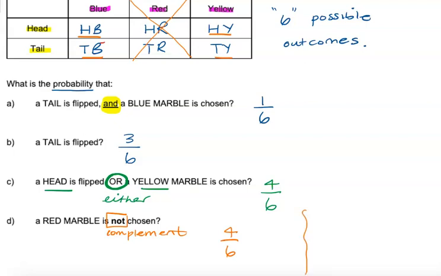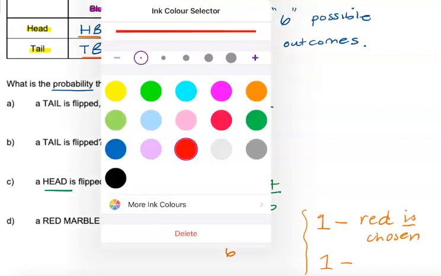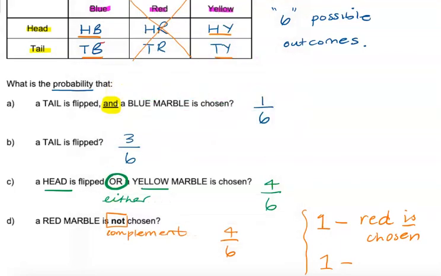Another way we could have looked at this is to say 1 take all the options where red is chosen, remembering that 1 is the total probability. So where red is chosen, I'm just going to highlight that. Let's grab a red highlighter. We can see red is chosen in 2 places. So that's taking 2 out of 6, which will leave 4 out of 6, knowing that 1 whole is the same as 6 out of 6.